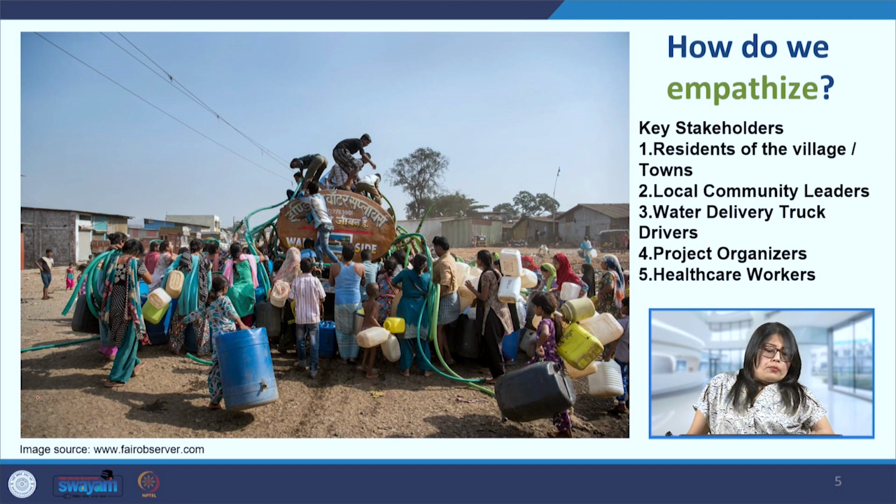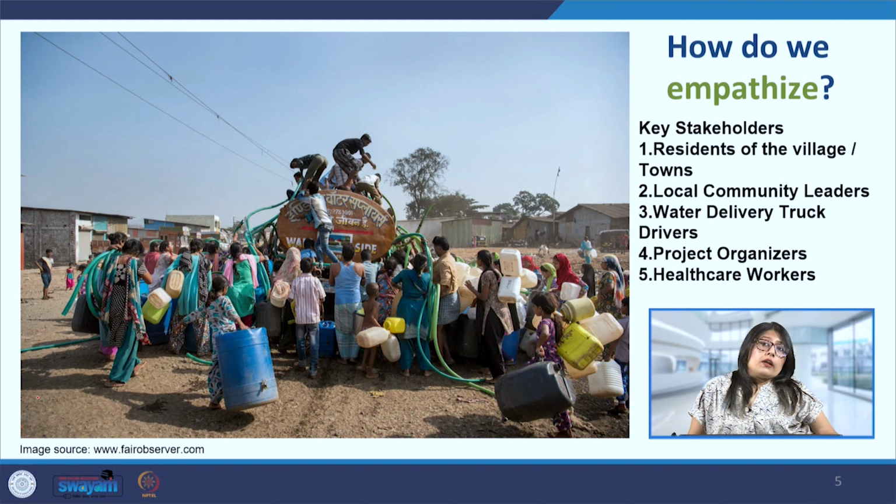Then, second is observation, like we have discussed. So then we will observe. We may use the method of shadowing, where we shadow the user, we follow the user. So for example, if these villagers or this community people are fetching water from a river, then we may follow them to the river and then back to their homes and see the whole process of filling up the water, carrying it on their head back to the home.